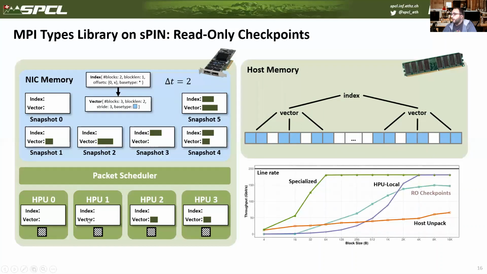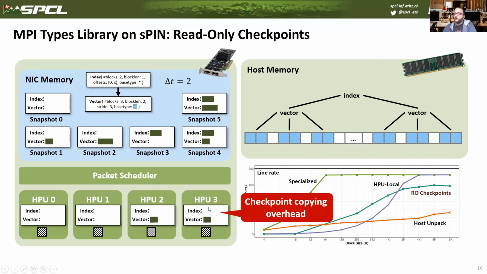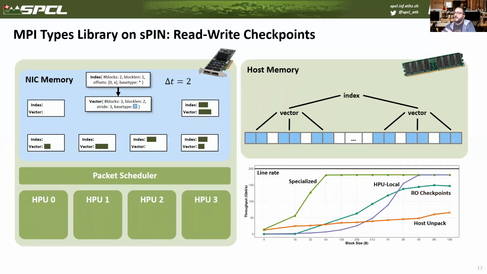Okay, so if we plot the throughput of this solution, we see that it does better for small block sizes because we limit this fast forward overhead. However, for larger block sizes, there is no way we can reach specialized because we introduced this copying overhead, right? For each packet, we need to make a copy of this snapshot, and this is going to limit us. So what we wanted is something that is still able to update the checkpoints, but avoids the write conflicts. And this is the final solution we proposed.